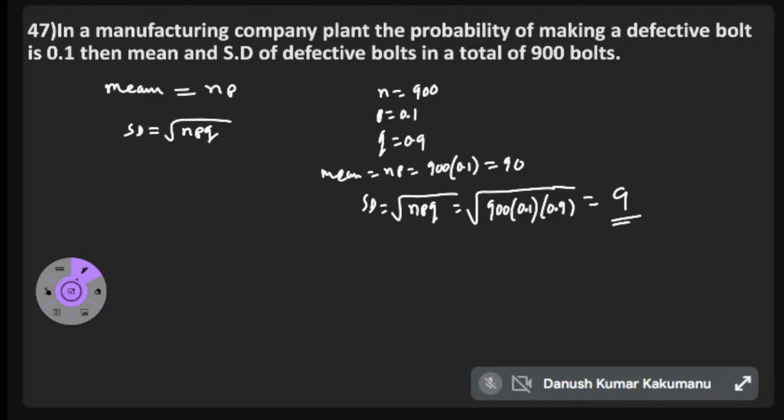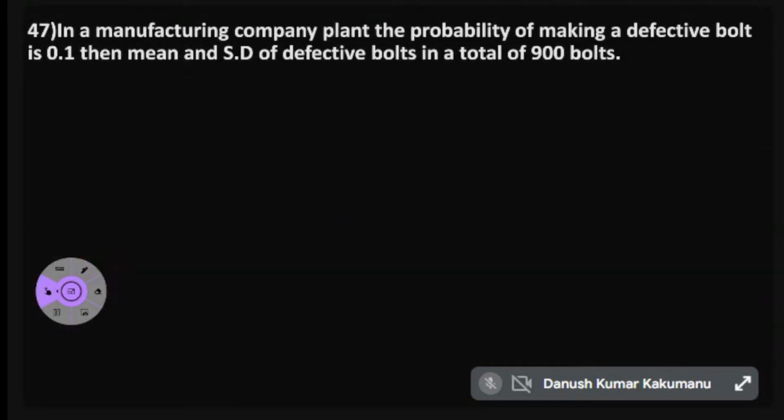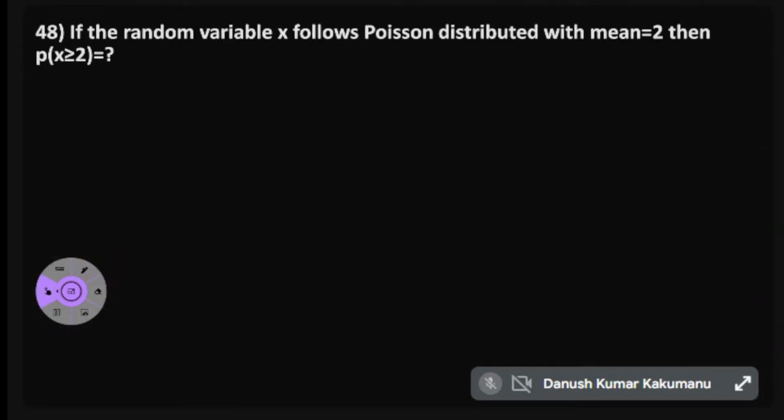Completed, 90 and 90. Let us go to the next question. The last one was simple only. But don't say all questions are tough questions. Without knowledge of the binomial, is it possible to attempt that question? That's why you have to study every topic, every subject.